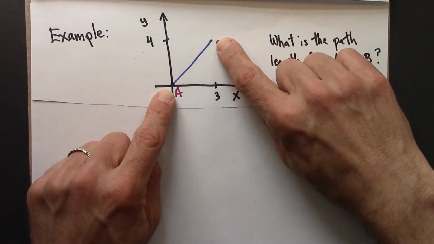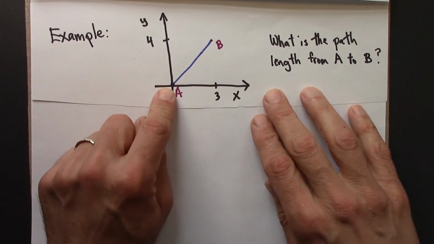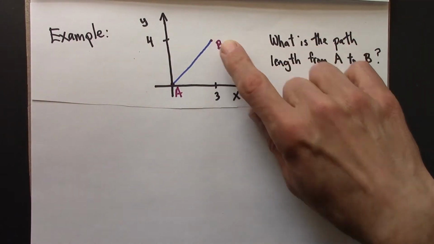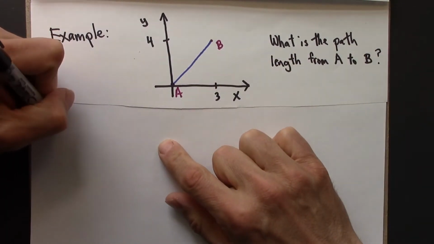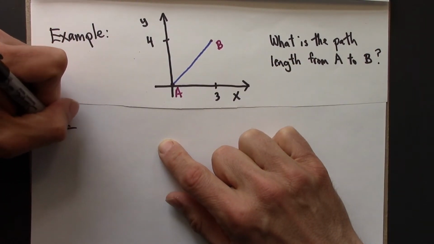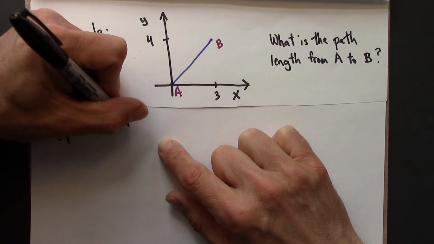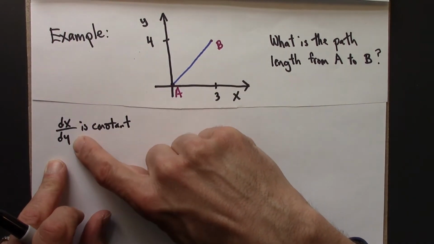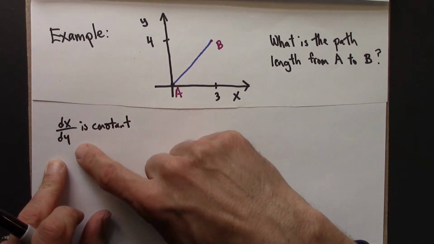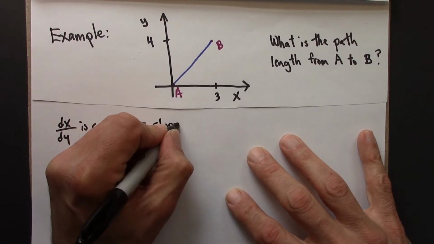Suppose we want to know the distance between point A and point B. So this is space. Here's y, here's x. A is at 0, 0. B is at 3, 4. So for this case, dy/dx is constant. As you move along this path, the size of your x step and the size of the y step, that ratio stays the same. And so that's really the same thing as saying that the slope is constant.